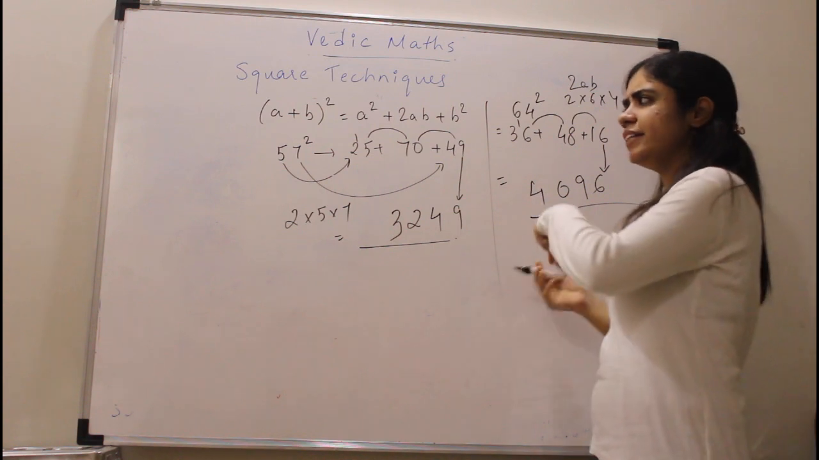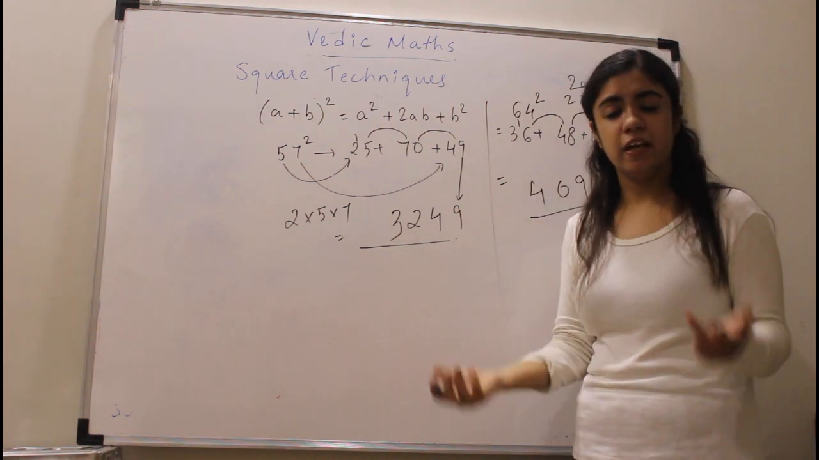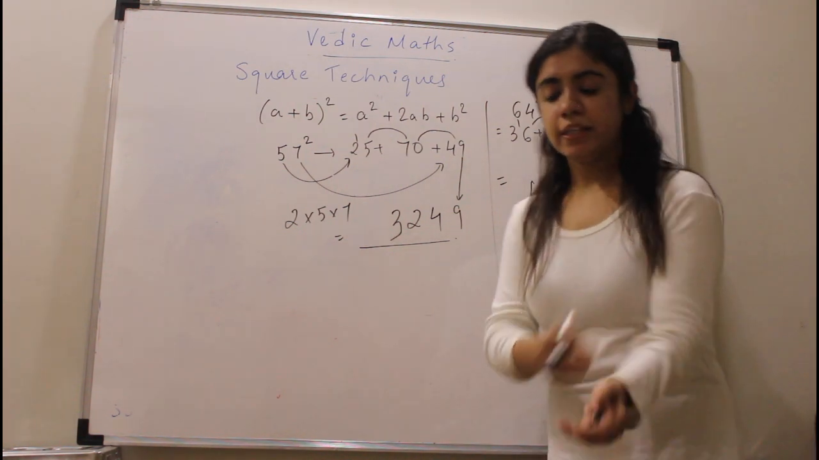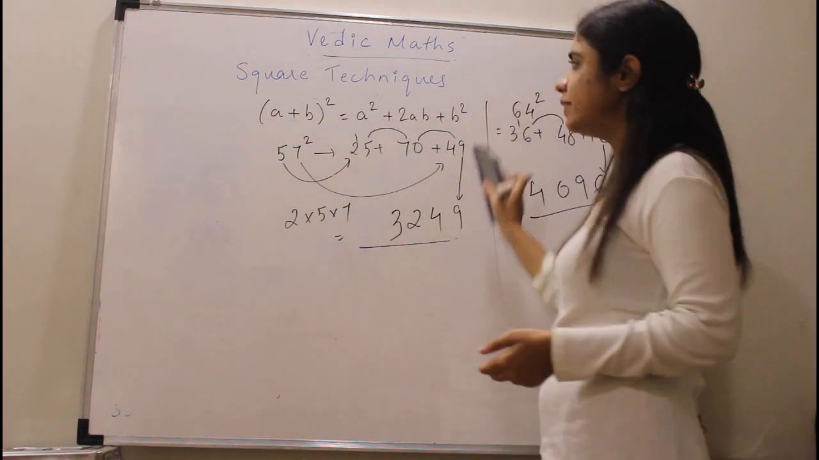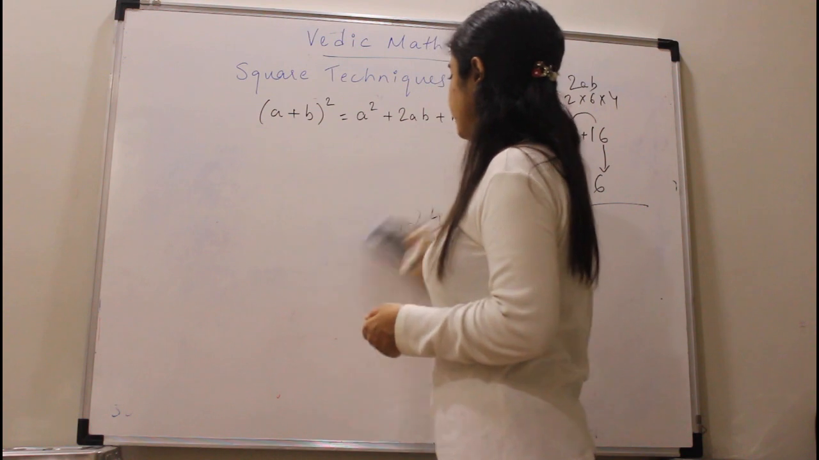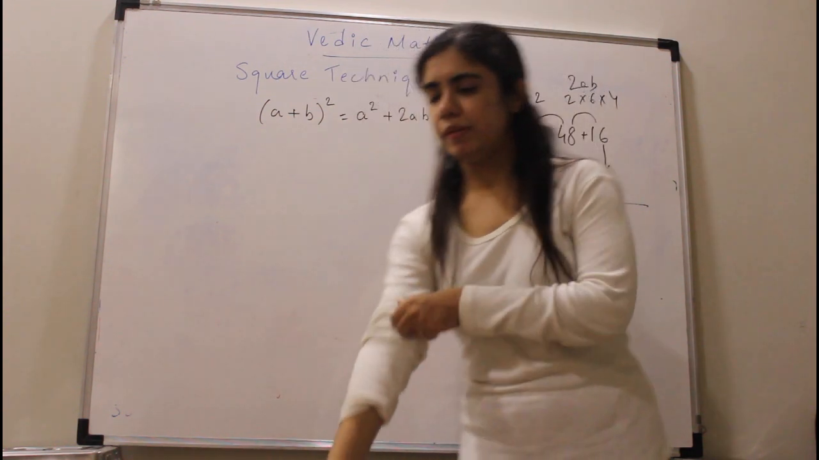Now you will say this is very similar to the previous technique. तो difference क्या है? यहाँ पे the difference comes for the 3-digit numbers. What is the difference? Let's see. देखो, I'll give you 2 examples.